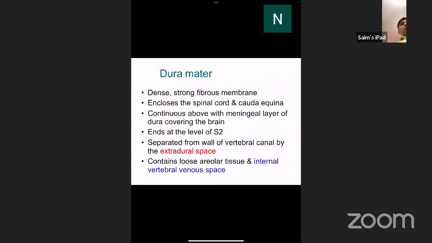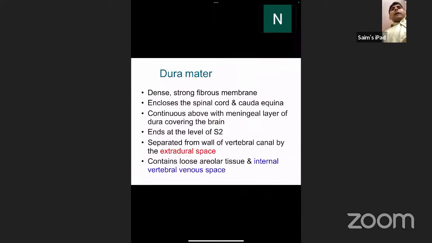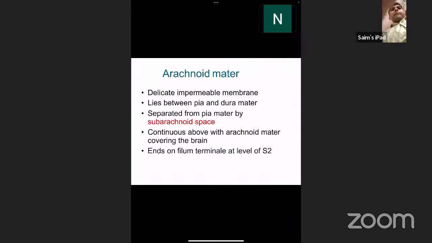Now the dura mater. The dura mater is a strong fibrous membrane. It encloses the spinal cord and the cauda equina. It is continuous above with the meningeal layer of the dura covering the brain. Now there is some difference in the dura mater as compared to the dura mater of the brain. In the brain, we have two layers of the dura mater, the meningeal layer and the endosteal layer. While here, in the case of spinal meninges, we have only the meningeal layer. The endosteal layer is absent.